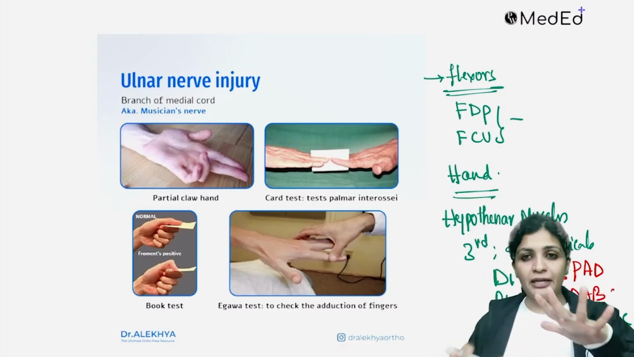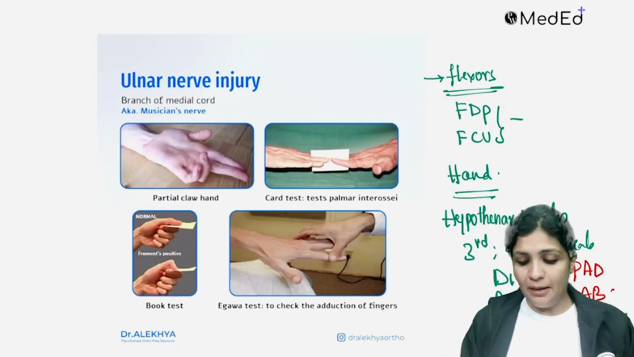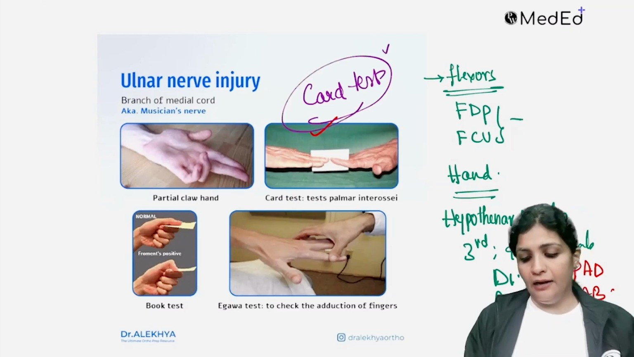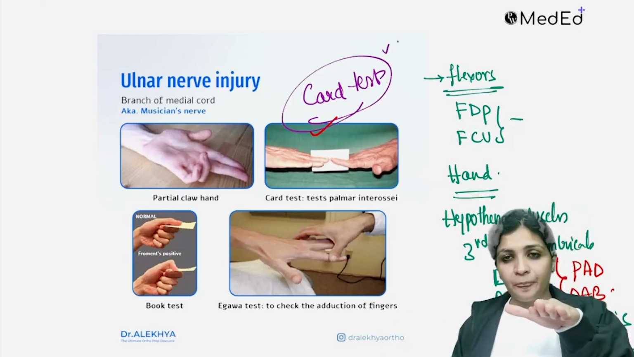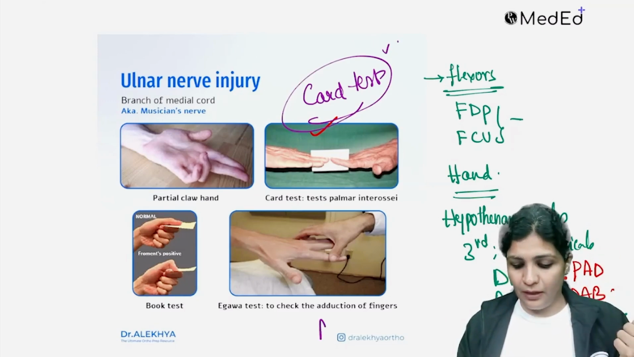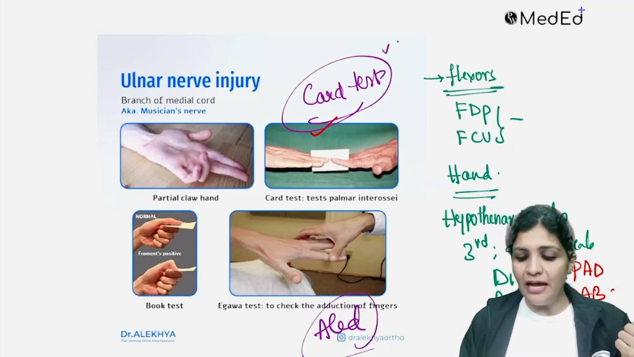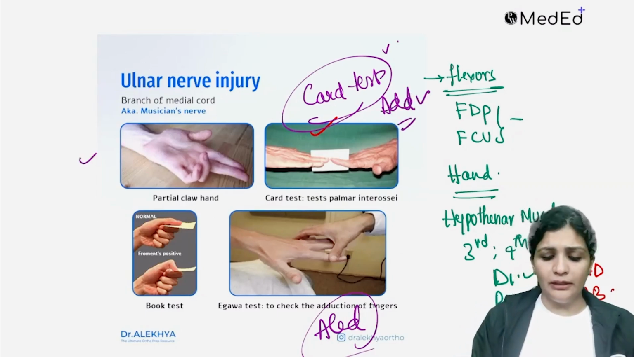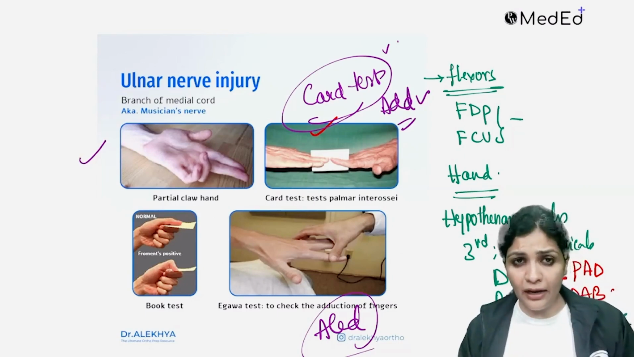So this is the abduction and adduction. So this is done by the card test. So you have to remember the card test is by your ulnar nerve. That is adduction and abduction. So abduction is the OK sign... Abduction, the finger spread. Adduction is your card test. And then you already know that the partial claw hand is nothing but an ulnar nerve palsy.